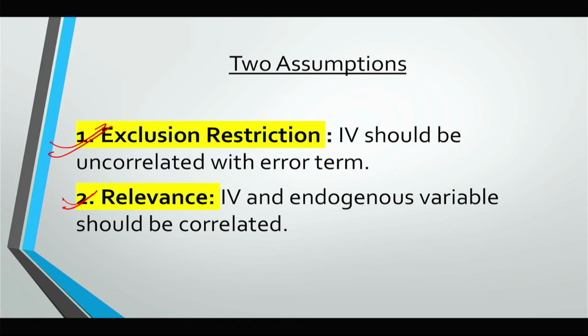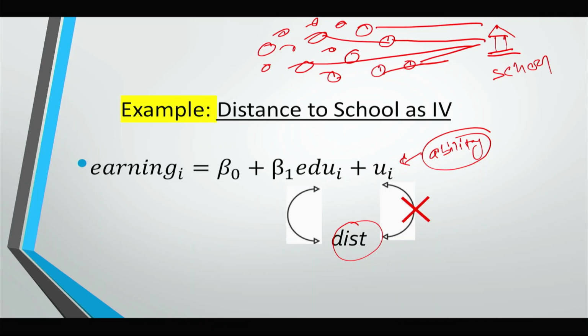The IV and the endogenous variable, education in this case, should be correlated. We can show it by regressing education on distance. We can use a t-test, or if there are multiple IVs, we can even use an F-test. We will talk about those things later, but we can show it because we have data on education and data on distance. So we can show whether they are correlated or not.